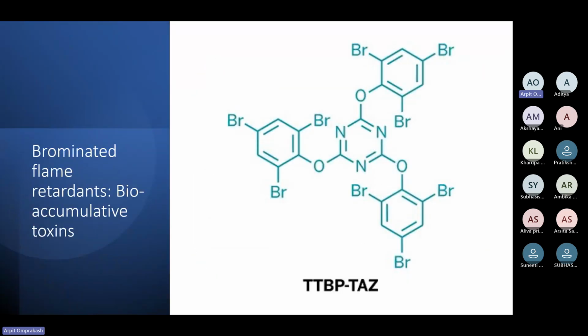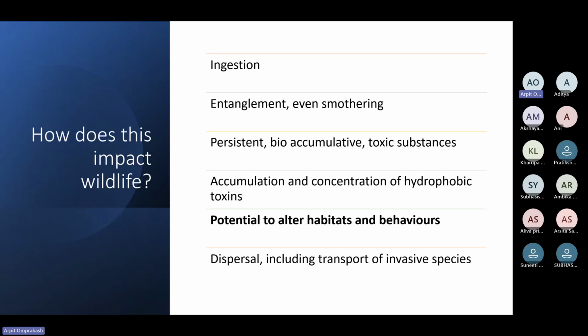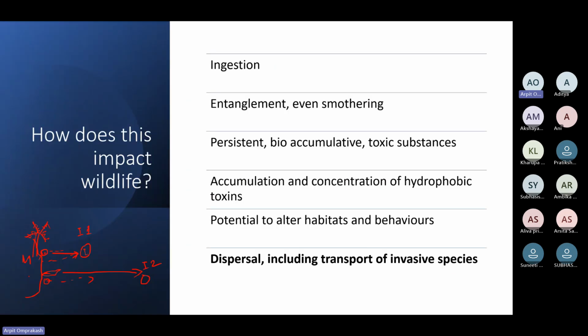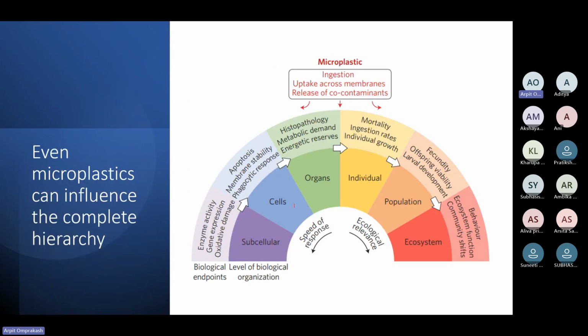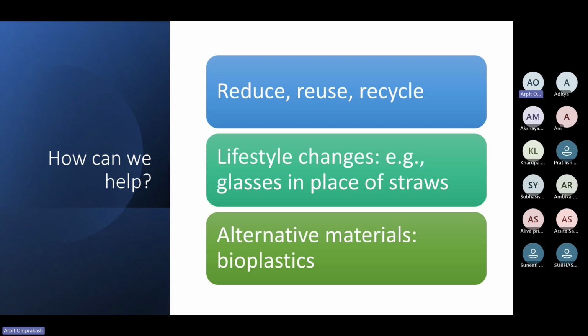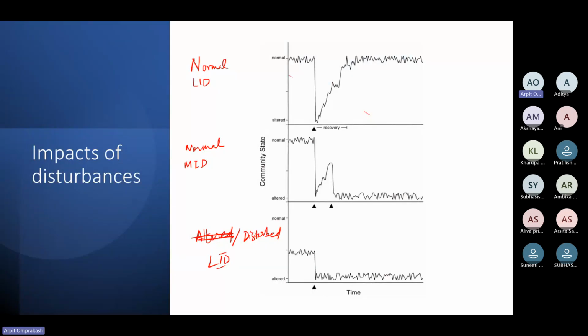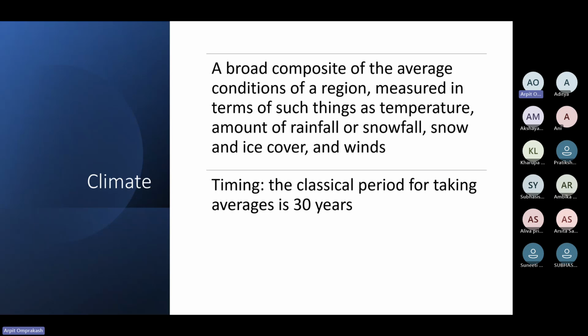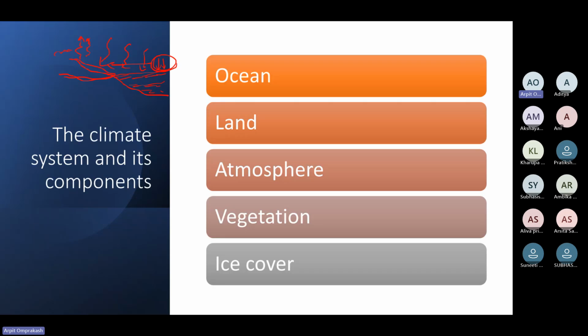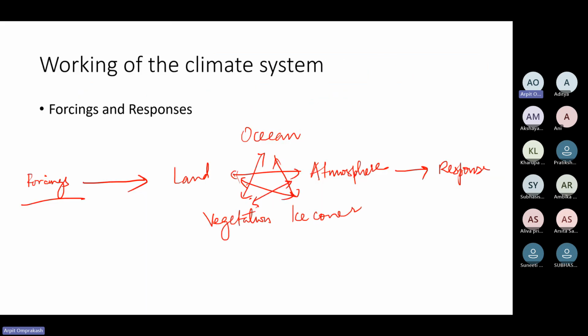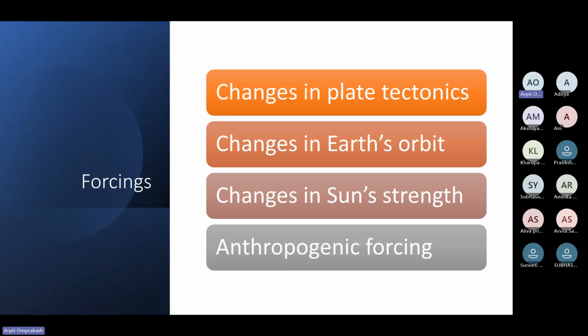concentration of hydrophobic toxins, potential to alter habitat and behavior, then dispersal, including transport of invasive species. We talked about how microplastics can influence the complete hierarchical levels of organization and biology, and how we can help and mitigate some of these effects. Then we talked about climate change, revising on the disturbances. Then we talked about climate, the climate system and how it works. What is climate change? And what are the different kinds of forcings that act on the climate system?